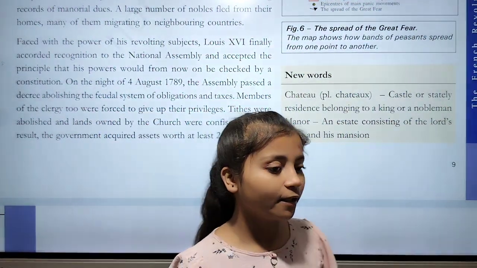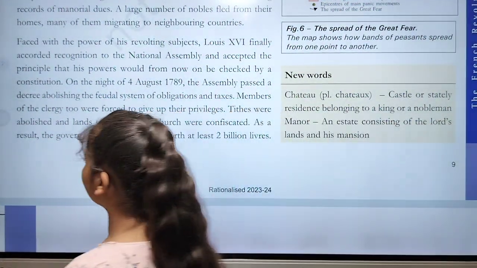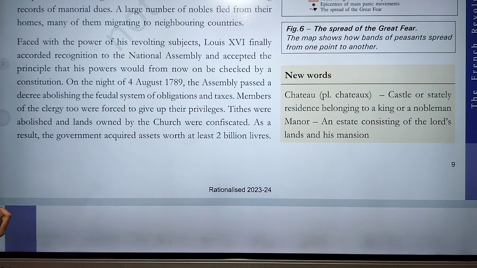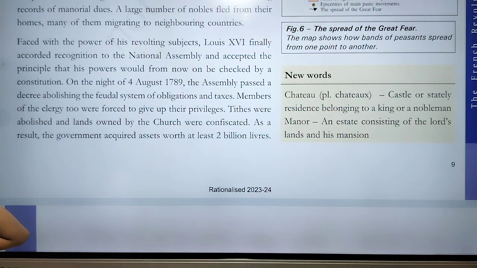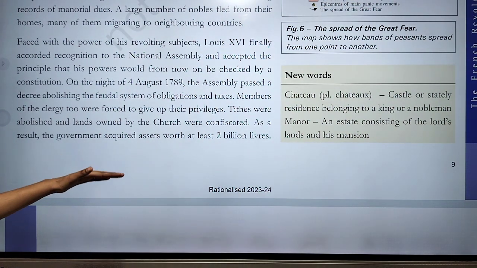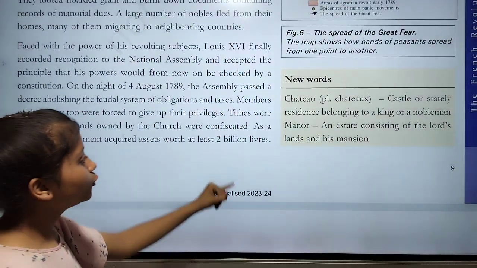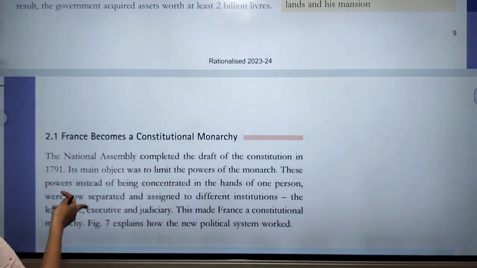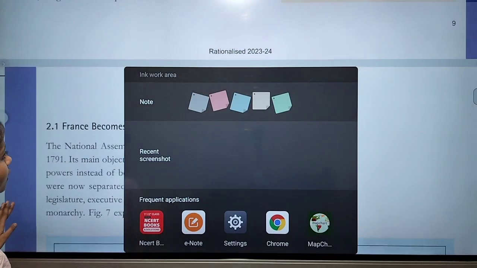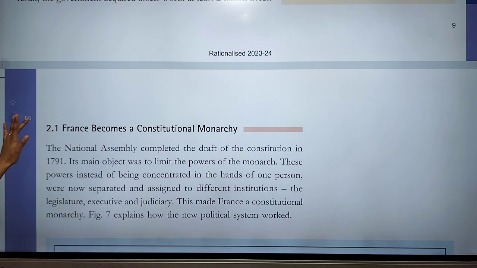It means they collected all the wealth that was collected by the church with the help of tithes. So that is at least 2 billion livres. Now France became a constitutional monarchy.